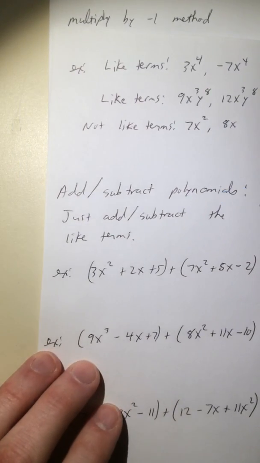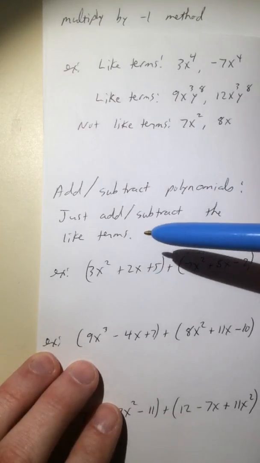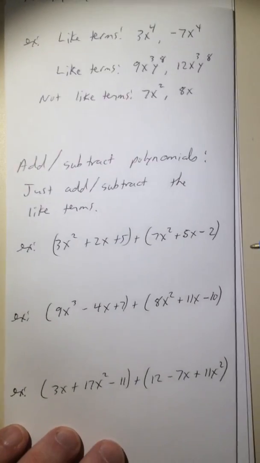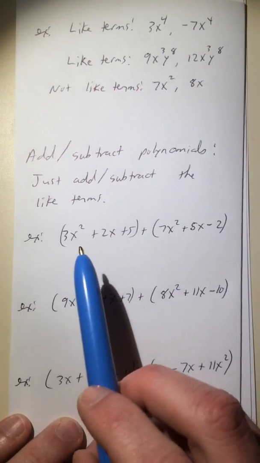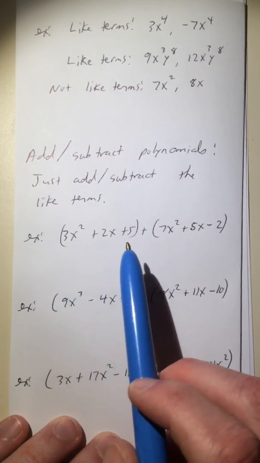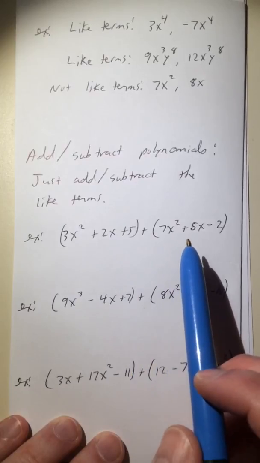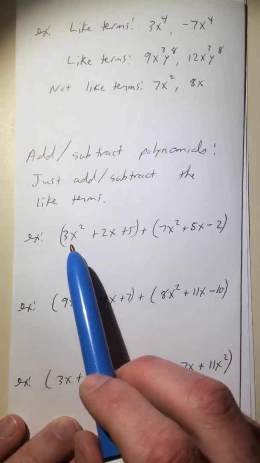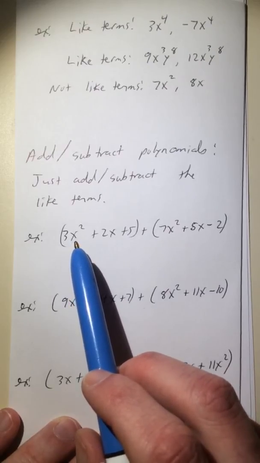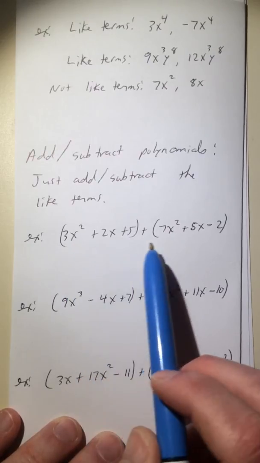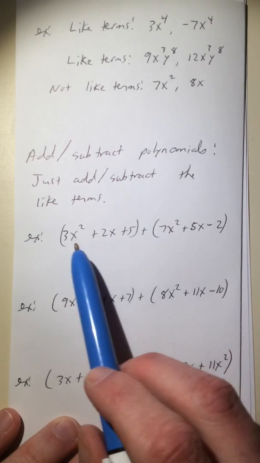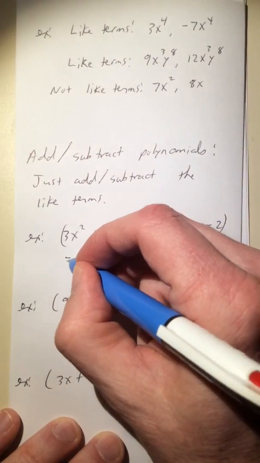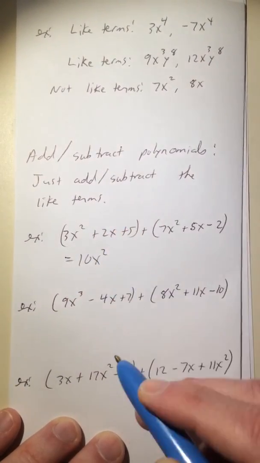Okay. Adding and subtracting polynomials. All we need to do is just add or subtract the like terms. That's what we talked about, like terms up there. So here's our first example. Easy enough. So we got 3x squared plus 2x plus 5 added to 7x squared plus 5x minus 2. All we're going to do is add the like terms. So we look for the variables and the powers that are the same. So we got x squared here, we got x squared here. We're just going to add them together. We got 3 of them here, we got 7 of them here. That means we have 10 of them.